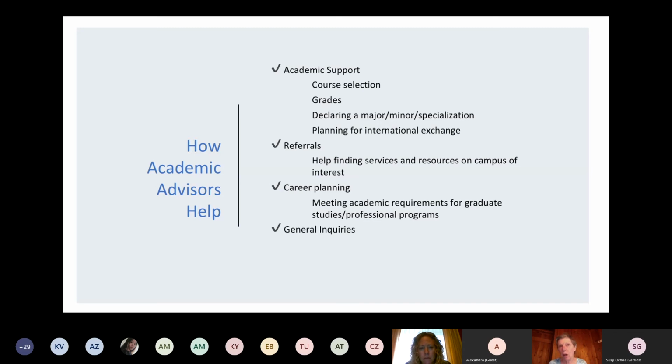Career planning. Now, we are not career planners per se, but we have certainly met a lot of students. Most of us have been advisors for quite a number of years, and so we've seen the journeys that students have had and how their programs might change, or whether options might be interesting. But then we will probably direct you to individuals who truly are career planners. And then, of course, there's always the question, what do I do? This doesn't feel right. All those general inquiries. So that's us. Next slide, please.